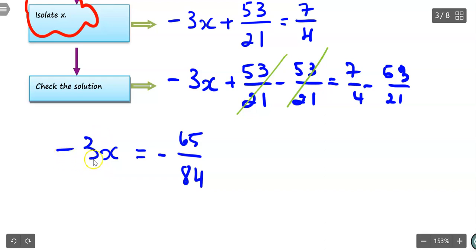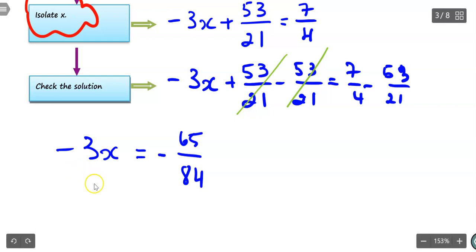I take negative 3, I multiply by x. So if I bring negative 3 over to the other side of the equation, I am changing the operation. That means the opposite operation of multiplication will turn into division. That's all it is. You are not changing any sign. You are changing the operation. I really want to emphasize that.